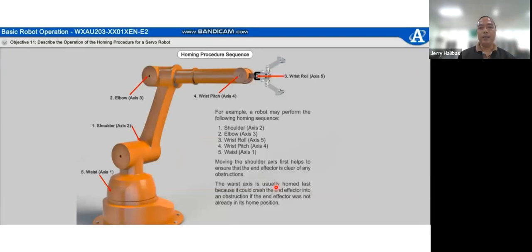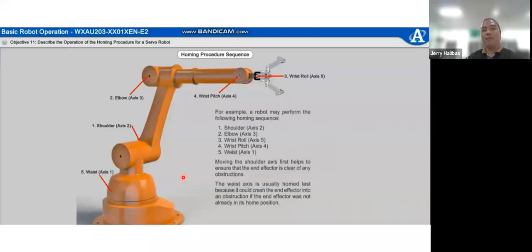Okay, so this is just a review. But anyway, how many degrees of freedom does this robot have? Those who were listening, how many degrees of freedom? This is the articulated robot. Guys, how many degrees of freedom? Come again? 5, sir.